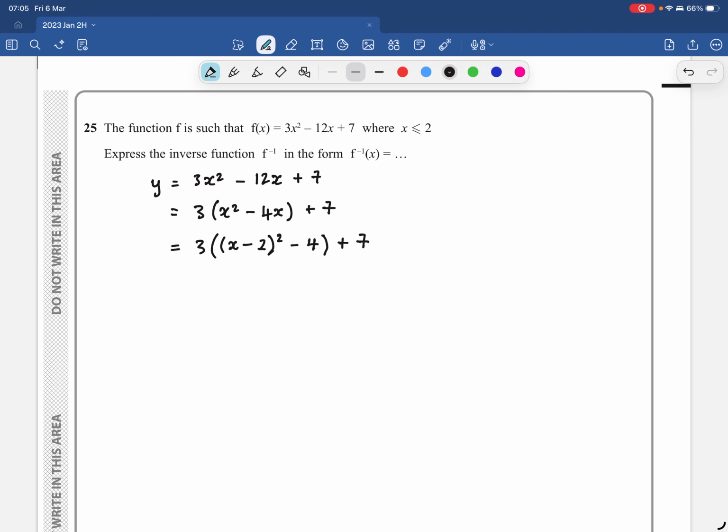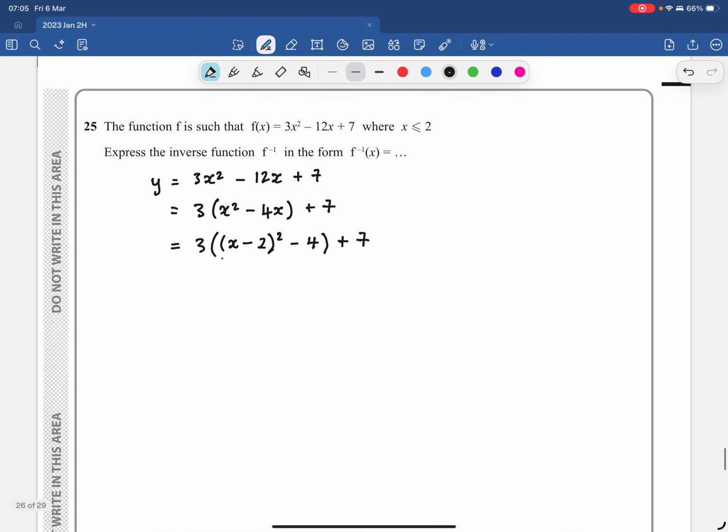And I think if you're not sure about completing the square, it's worth bearing in mind that this expression here, the one with the outside brackets, is equal to that expression there. Okay, so I haven't changed anything. I'm now going to distribute the 3 back into the outer set of brackets. So that gives me 3 times (x minus 2) squared minus 12 plus 7, and that's 3(x minus 2) squared minus 5.